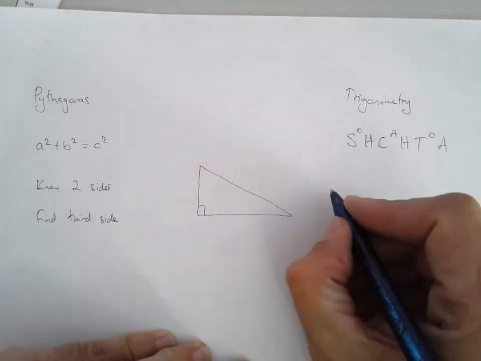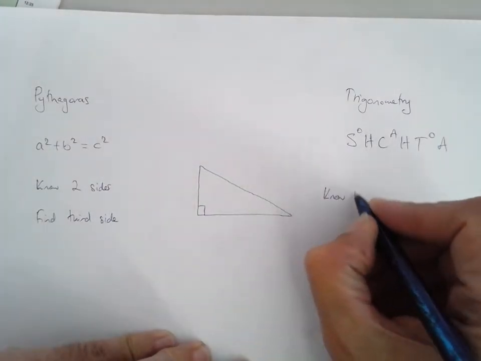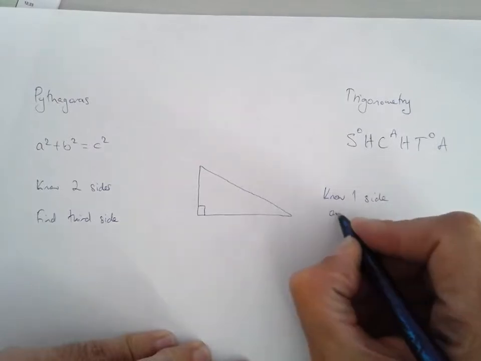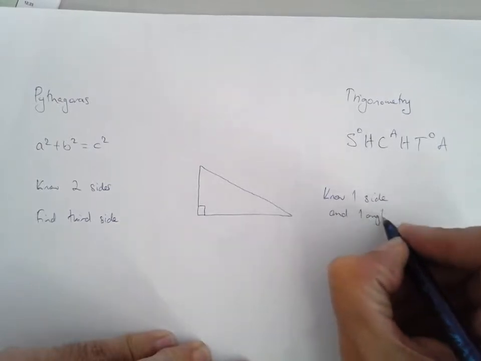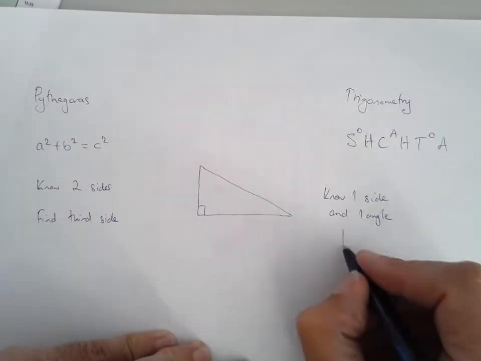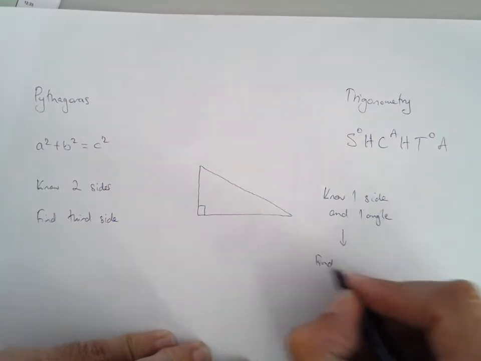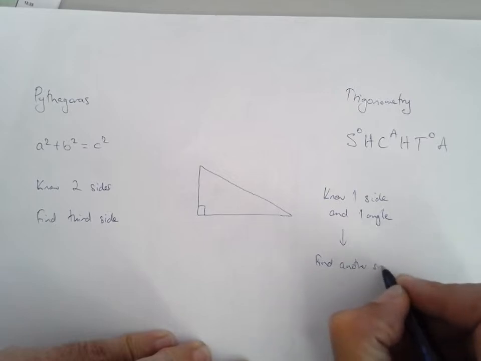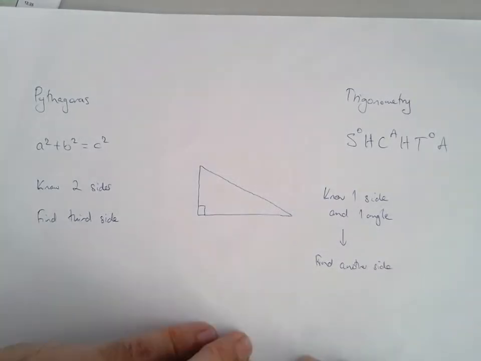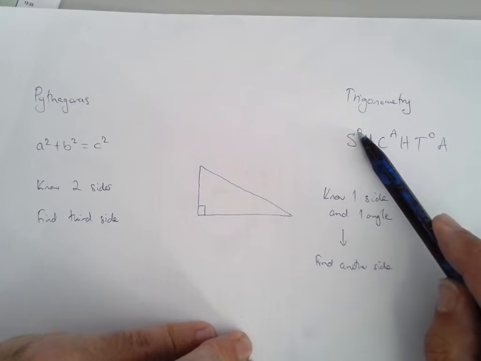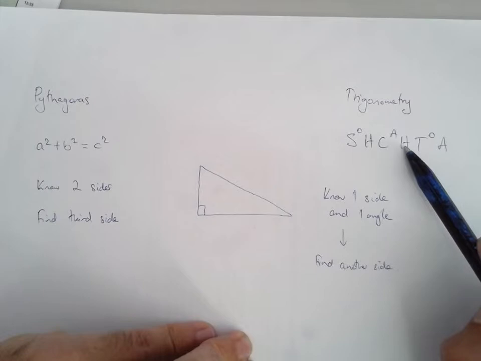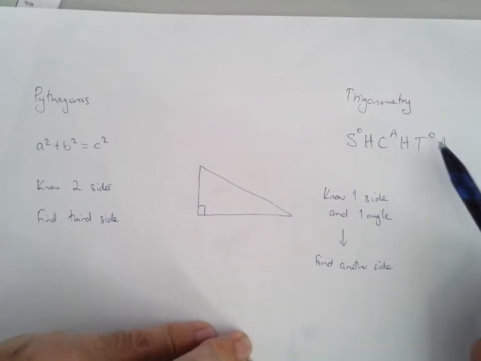So if I know one side and one angle, I can find another side. If I know, say, the opposite and the angle, I can find the hypotenuse using sine. If I know the hypotenuse and I know the angle, I can find the adjacent using cosine. And if I know the opposite and I want to find the adjacent, I can use tan of the angle to find that.